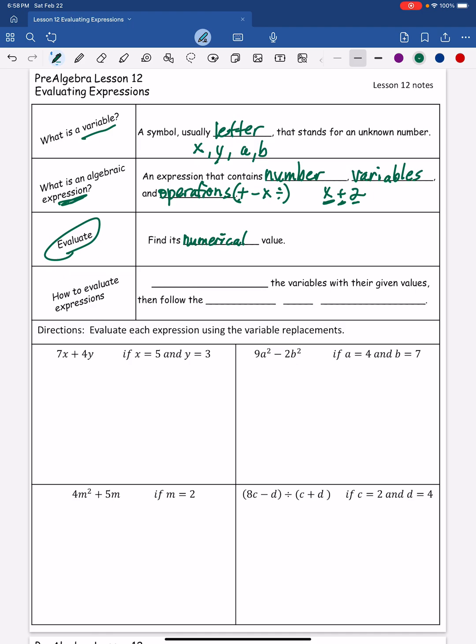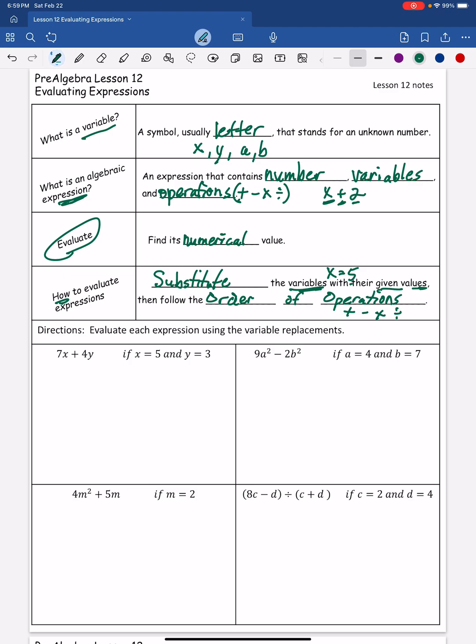And how do we do that? How do we evaluate expressions? First thing we're going to do is substitute. We're going to substitute the variables with their given values. In other words, they're going to tell us what the variable equals. For example, it'll say x equals 5. That's a variable, and this is the given value of 5. Once we've done that, then we're going to follow the order of operations. Remember I said operations are going to be add, subtract, multiply, or divide, more than likely a combination of all of those.